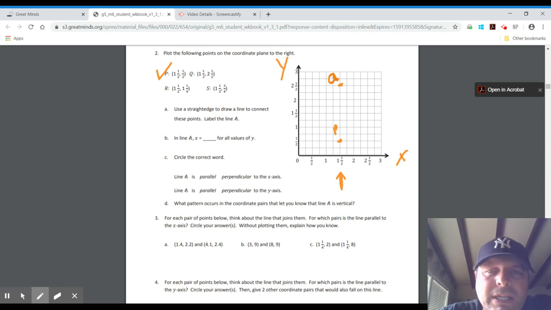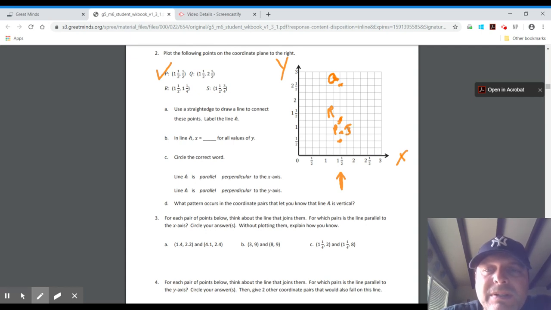Now we have R, and R is also at 1.5. So we're in the same line going up, but this is at 1 1/4. So let's find 1 1/4, it's right there, and that's going to be R. And the last one is S, and we're at 1.5 again, surprise, and 3/4. And this is going to be right here, and that's going to be S.